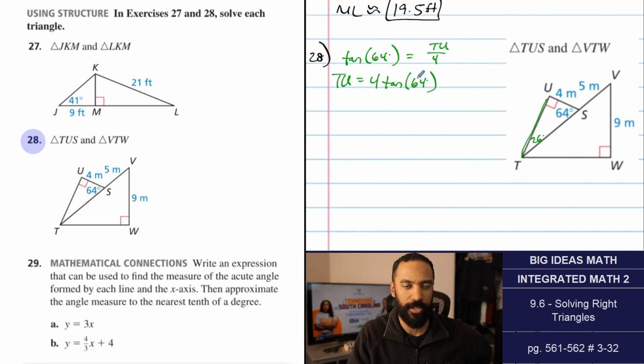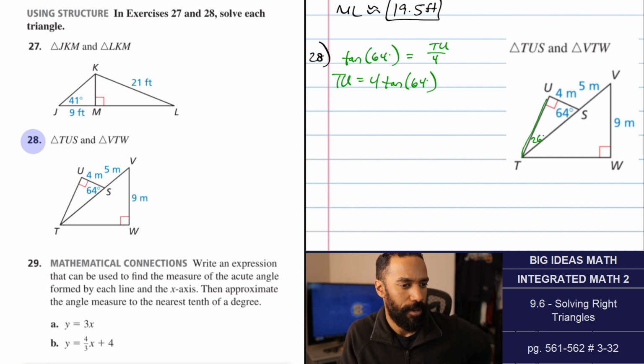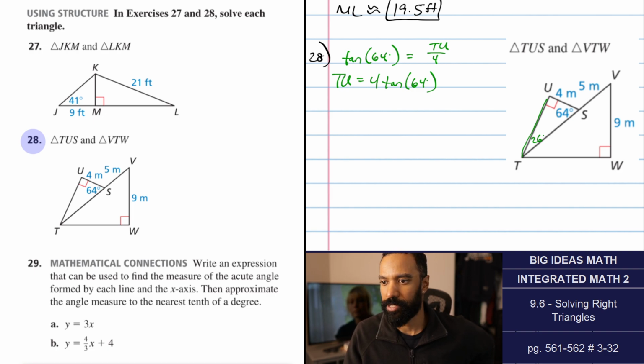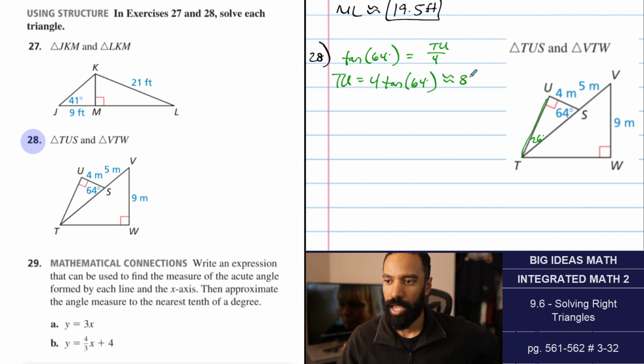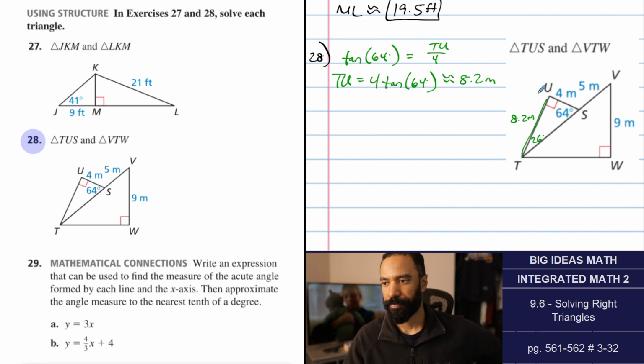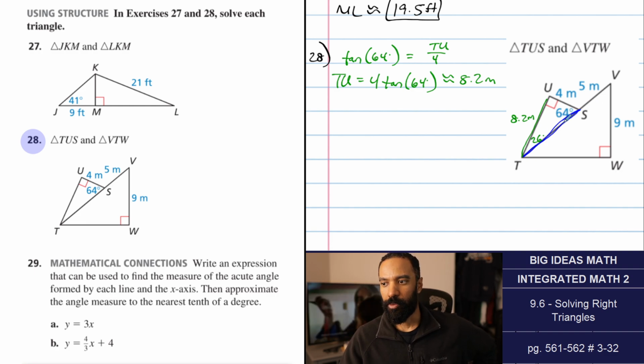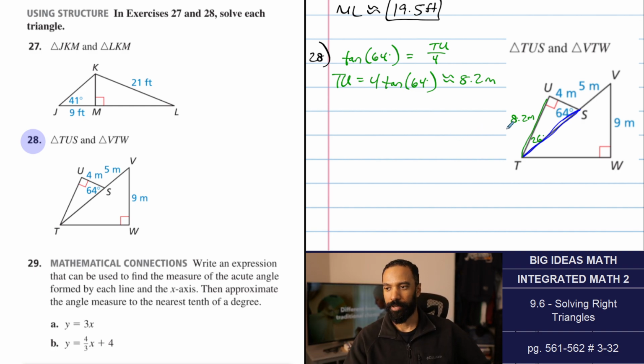Again, I'll just round this to the nearest tenth now. I won't be using it later. 4 times tangent of 64 is 8.2 about. 8.2 meters. Okay. Now let's find this hypotenuse ST. The unfortunate part about this, of course, is it'll be rounded, and I'm going to be using that rounded value to find other things. So, boy.